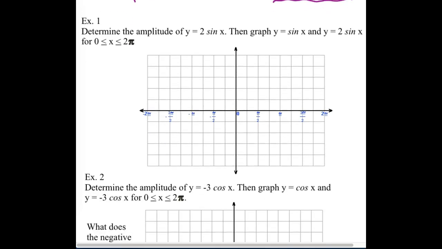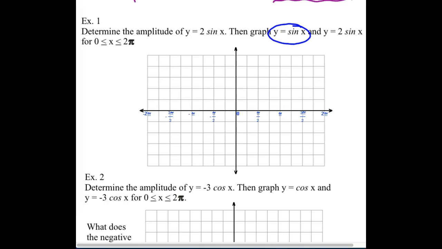Determine the amplitude of y equals 2 sine x, then graph a basic y equals sine x as well as y equals 2 sine x so that we can compare what's happening. So, very quickly, I want you to go back. We've graphed this out already. Let's get it marked on here. Sine starts where? At 0.